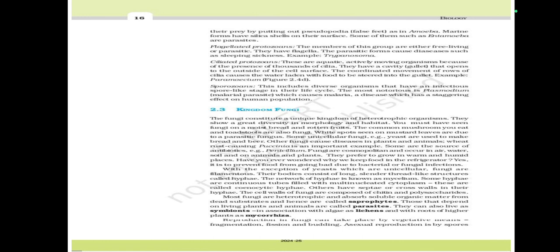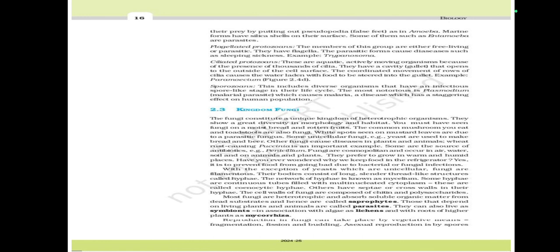Ciliated protozoans. These are aquatic, actively moving organisms because of the presence of thousands of cilia. They have a cavity, the gullet, that opens to the outside of the cell surface. The coordinated movement of rows of cilia causes the water laden with food to be steered into the gullet. For example, Paramecium, which is located in figure 2.4d.